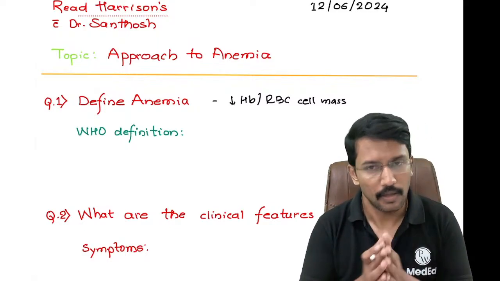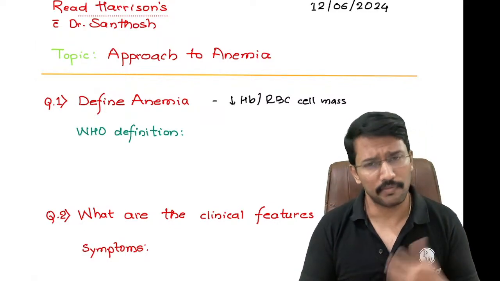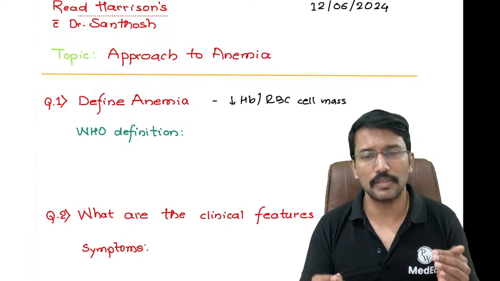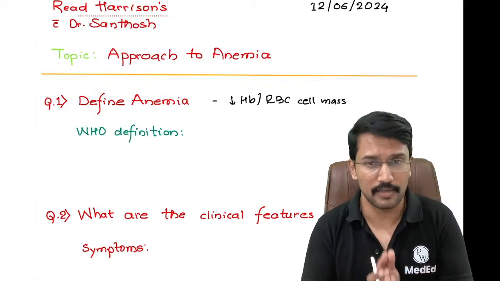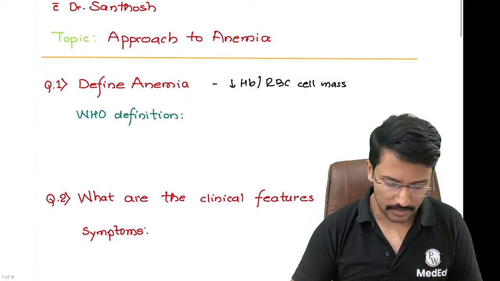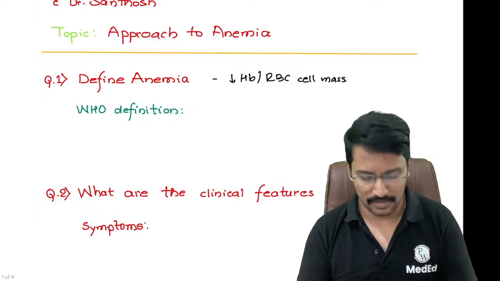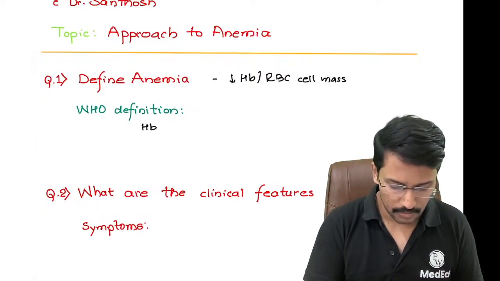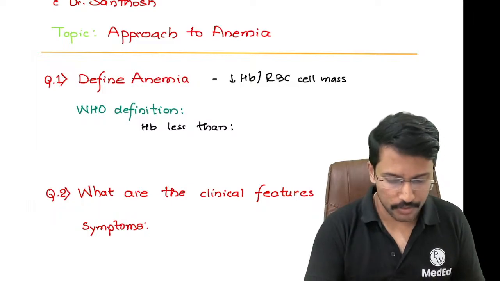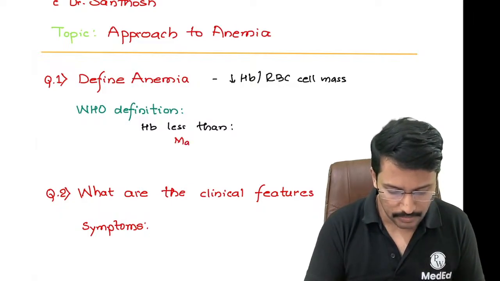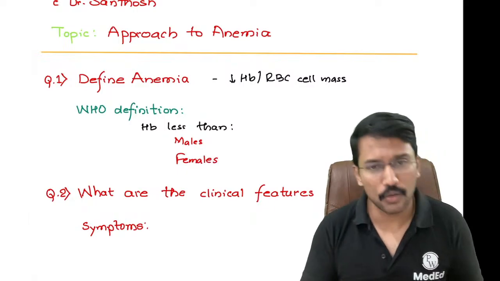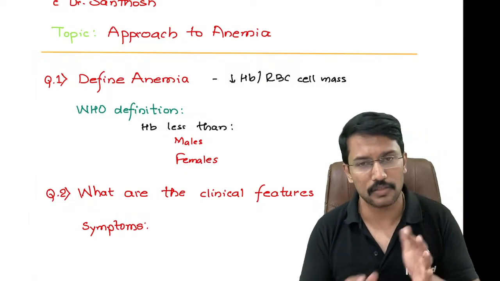Now when you open standard textbooks, every book gives its own numbers for defining anemia. For simplicity and standardization, let us practice the WHO definition of anemia. When hemoglobin is less than, obviously, as I've already told you, we will have different numbers for males and females, and when it comes to females, we all know that during pregnancy hemoglobin level decreases for various factors.